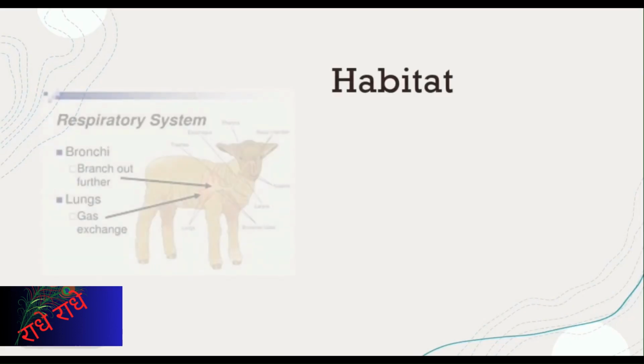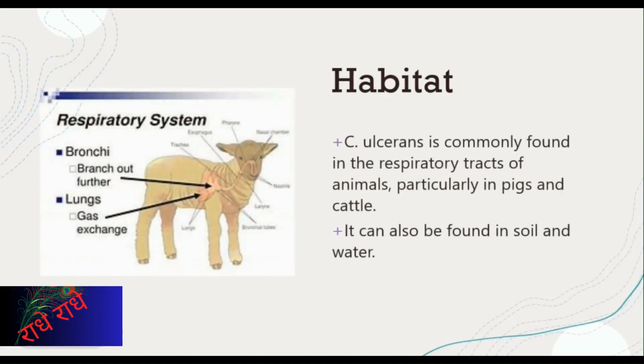C. ulcerans is a frequent bacterial strain that inhabits the respiratory systems of animals such as pigs and cattle. It is also found in soil and water, giving it a wide-ranging habitation. Comprehending its presence and its dissemination methods is essential to preserving human beings, animals, and the environment.